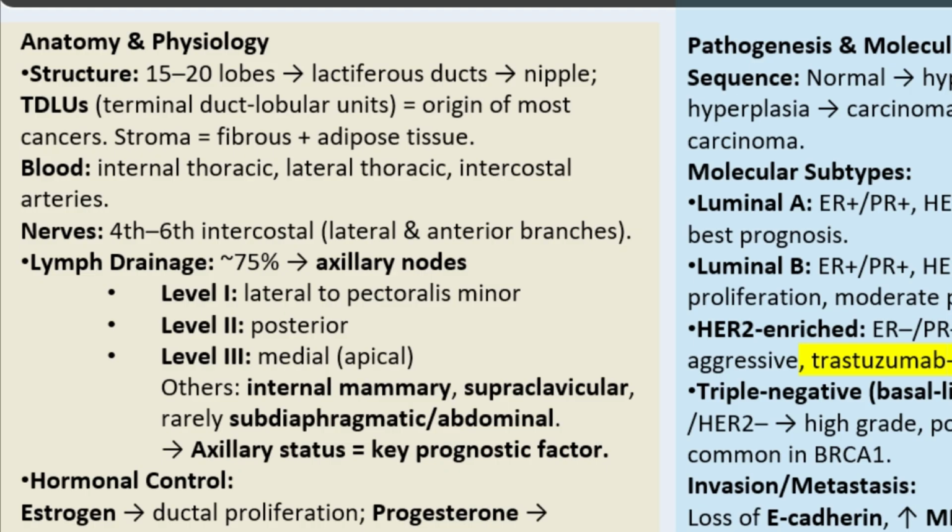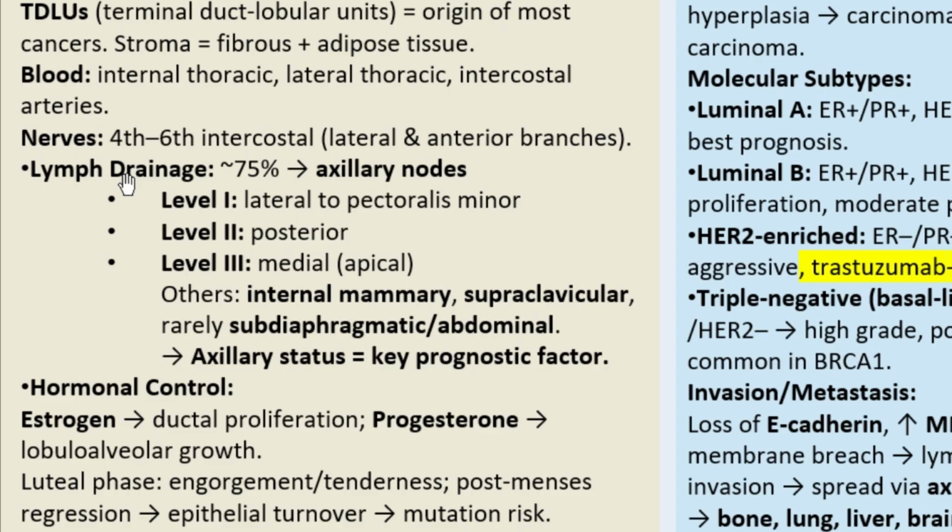Then the stroma is the fibrous tissue in which these terminal ductal lobular units sit. It's just the connective tissue that makes the bulk of your breast. Then the blood supply is from the internal thoracic, the radial, and the intercostal arteries, and it's supplied by the 4th and 6th intercostal nerves.